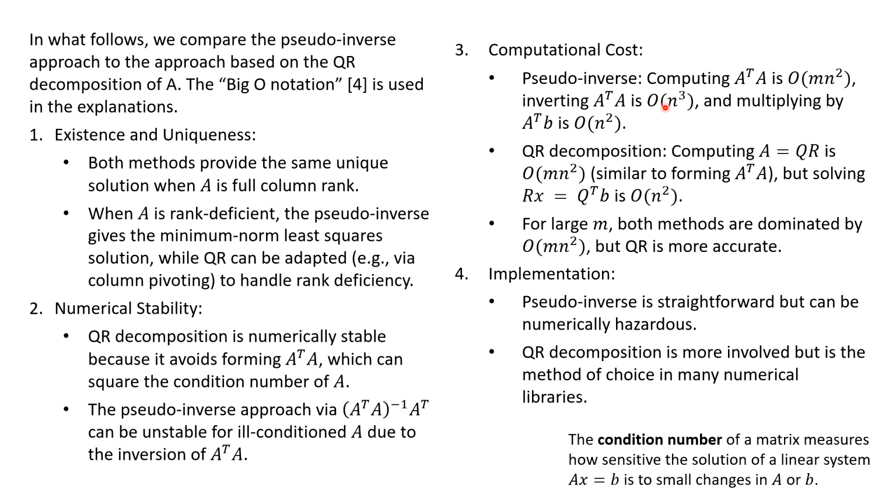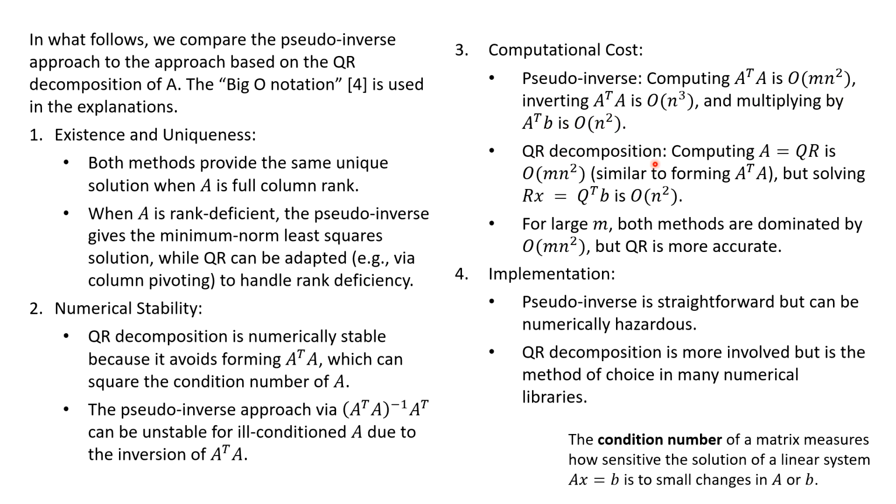Computational cost for the pseudo-inverse: computing A transpose A is of order m n squared, roughly this number of operations given the size of matrix A. Inverting is n cubed, so these are both roughly cubic numbers of operations. And multiplying is just square, so this is not a factor.